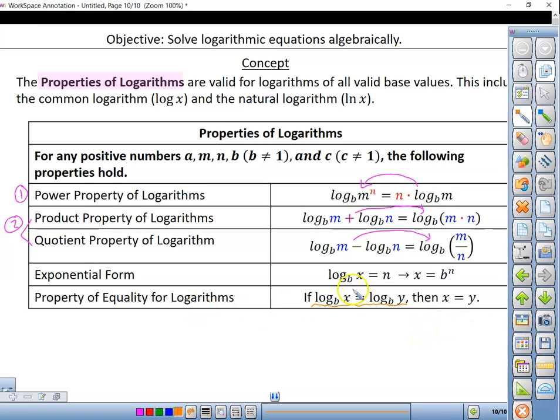If, however, we end up with this structure, a single logarithm equals a number, then we'll recognize logarithms are equal to exponents, so that number is our exponent. We'll rewrite it in our exponential form and continue from here. So we will use one of these in the third step, depending on what form or structure we have.